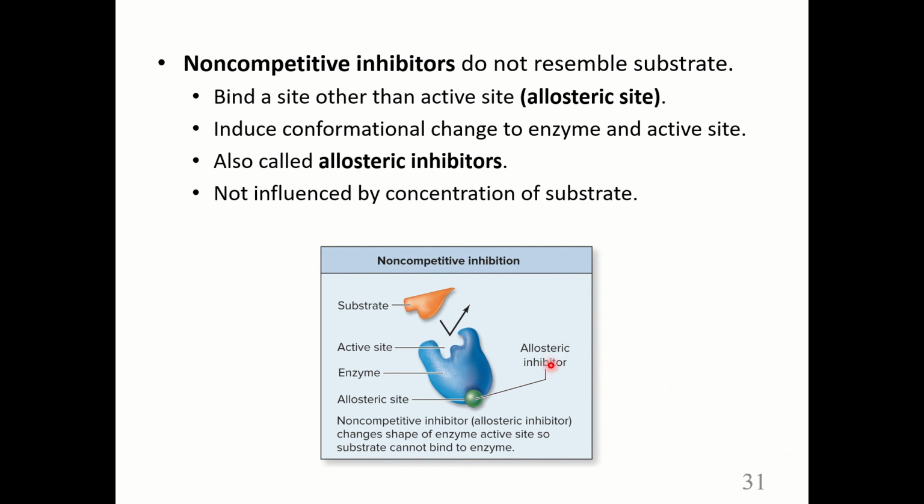In this illustration, the allosteric inhibitor has bonded to an allosteric site, which is a site other than the active site. The change in the shape of the active site makes this enzyme no longer able to bind to the substrate.